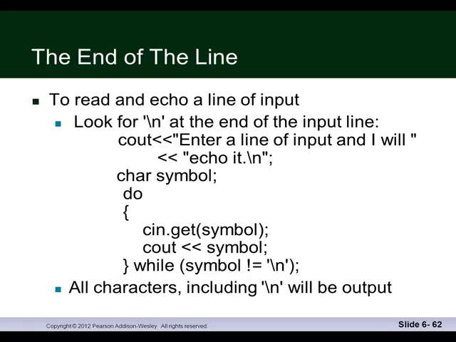So this one is going to read and echo a line. So we're going to read it and we're going to display it. We're going to use the .get to read the symbol or character or whatever we want to call it. We're going to display it and we're going to do this while it's not the end of the line. So we're going to do from the beginning to the end. At the end of the line we're going to stop.